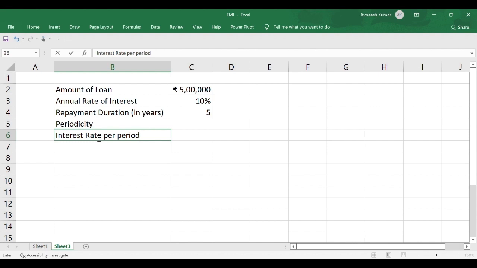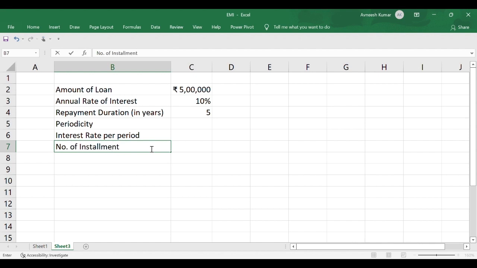If a loan is repaid on monthly basis, so interest rate per period here means each period is of just 1 month, and interest rate per period would have to be calculated in case of monthly payments by dividing annual rate of interest by 12. If periodicity is quarterly, that is there are 4 installment payments in a year, then the annual rate of interest has to be divided by 4 to get interest rate per period for quarterly payments. And here we enter number of installments.